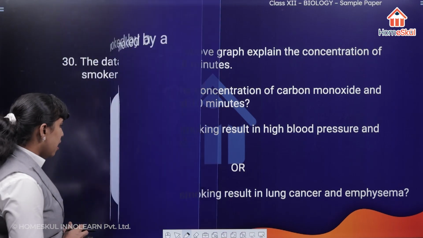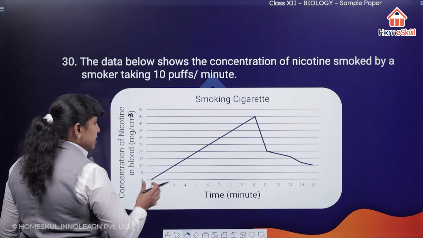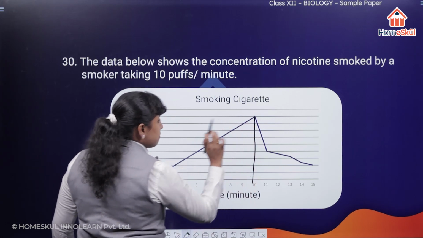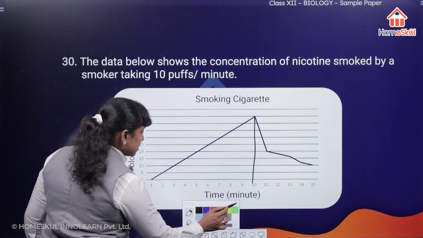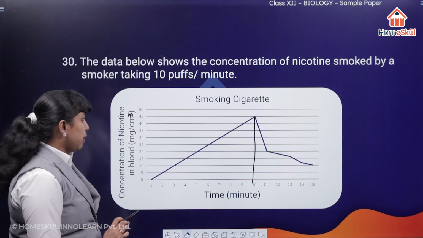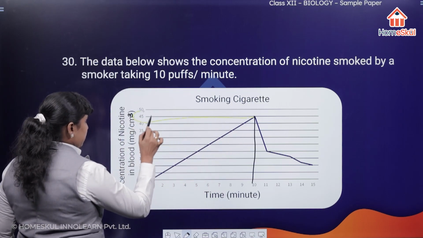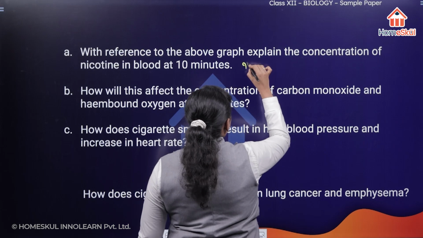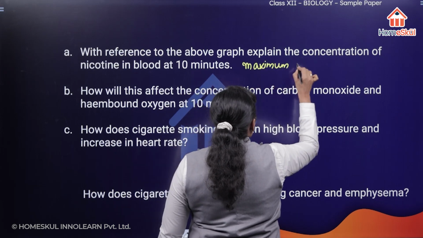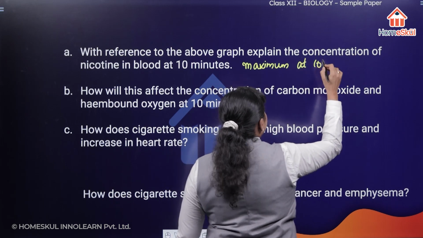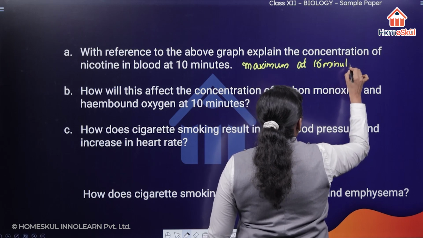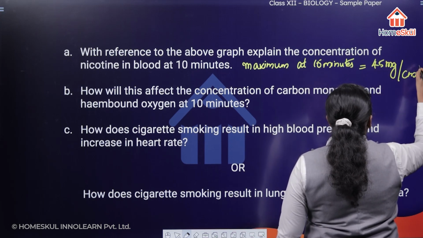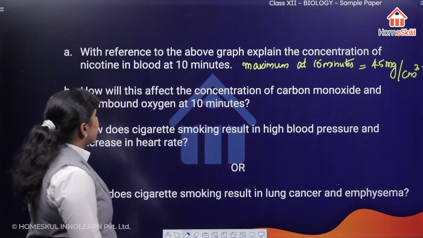At the 10th minute, let us see here, as the time is increasing, he is taking 10 puffs per minute, right? So as the time is increasing, you can see at the 10th minute it is maximum. So the concentration of nicotine will be maximum at the 10th minute. And how much is it? It is 45 milligram per centimeter cube. So we can say the concentration will be maximum at 10 minutes, and the concentration is 45 milligram per centimeter cube of blood.